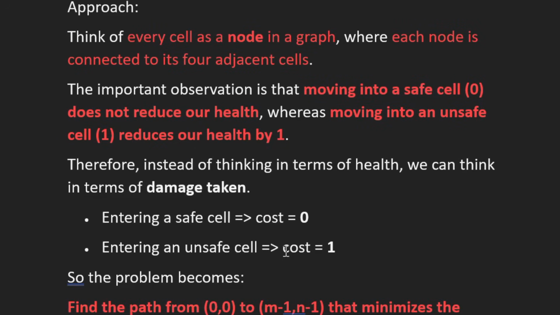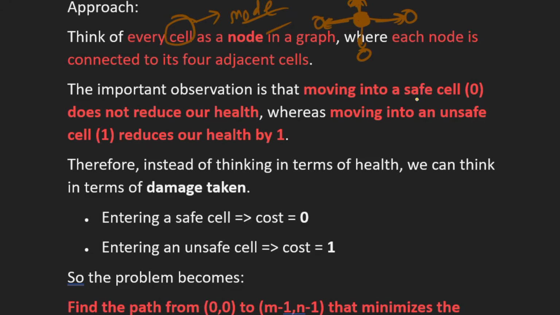So basically what we can do is think of every cell as a node in the graph, and from a cell we can move in the up direction, down direction, right direction, and left direction. That is, we can move to the four adjacent cells. That means this cell is connected to its four adjacent cells. So if this is a node of the graph, then these are the four nodes with which this node is connected. This is the first thing.